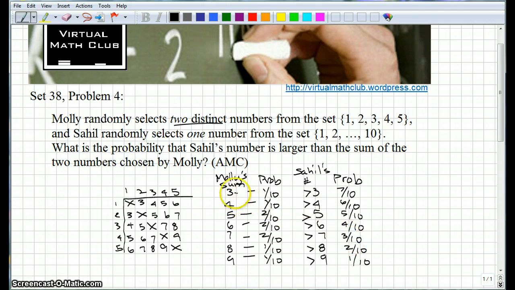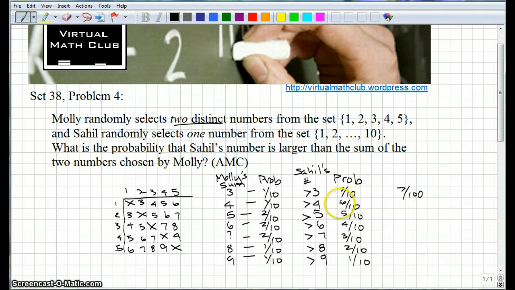Now we have a probability of Molly's sum being something and Sahil's number being something, so let's combine those two. We can just multiply probabilities. There's a 1 in 10 chance that Molly's sum is going to be 3, and a 7 in 10 chance that Sahil's number is going to be greater than 3. So the probability of those two events occurring together would be 7 out of 100, just multiplying those two together.